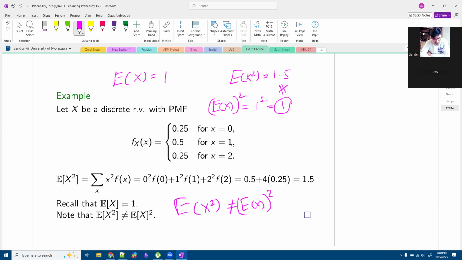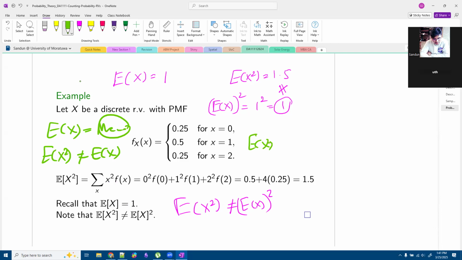Remember that very clearly. Let me go back to the initial discussion. Expectation is simply the mean of the distribution or the value set. But the expectation of x square is not equal to the expectation of x, and also not equal to the square of the expectation. All these things need to be remembered clearly when we move to the next one.